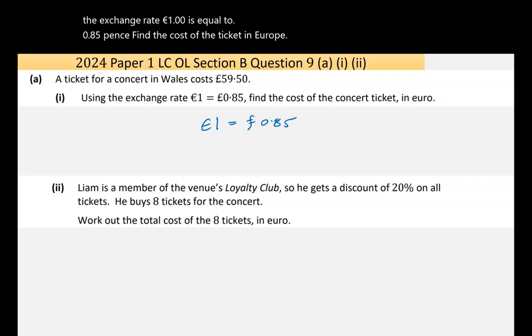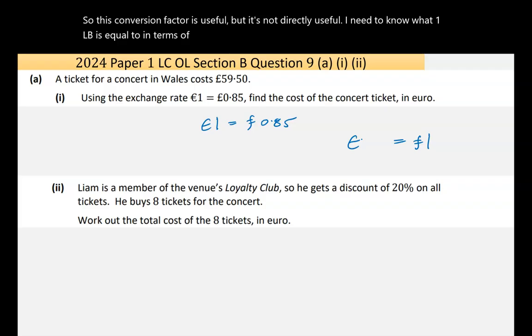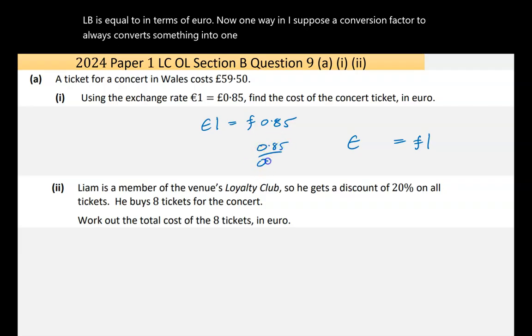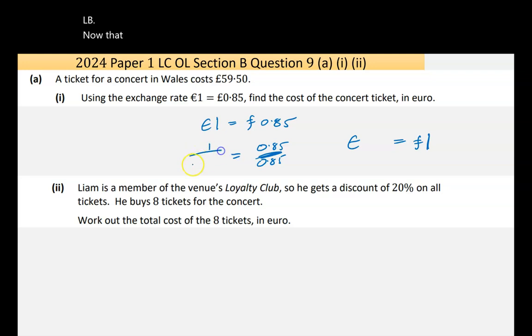So this conversion factor is useful, but it's not directly useful. I need to know what £1 is equal to in terms of euro. Now, one way to convert something into one is to divide it by itself. 0.85 divided by 0.85 will become £1. Now, that makes sense to do as long as I do it to both sides.